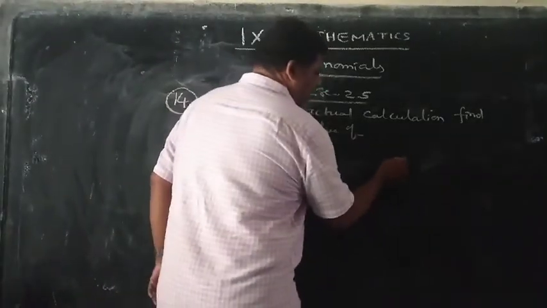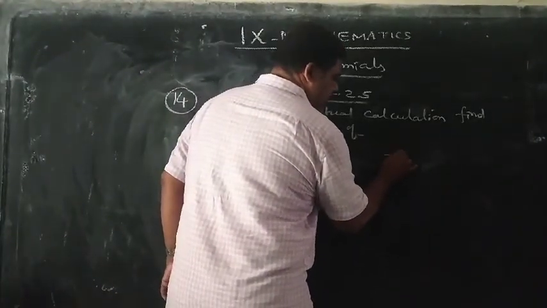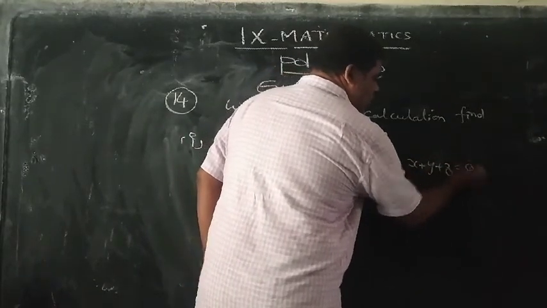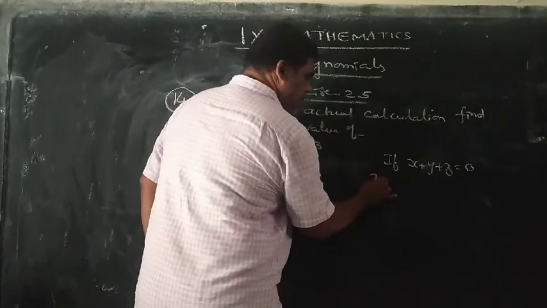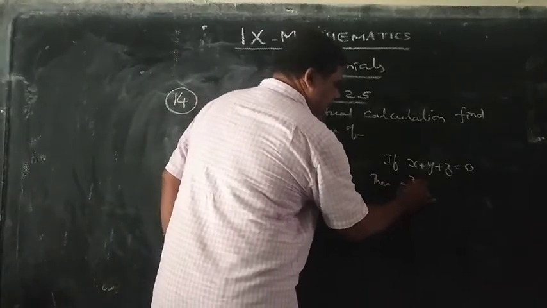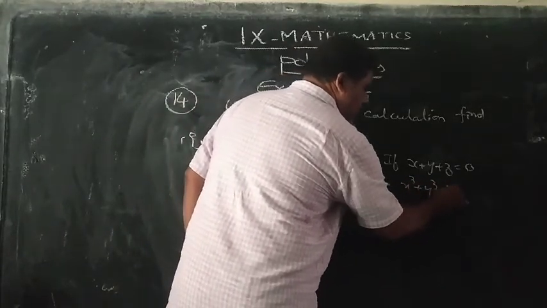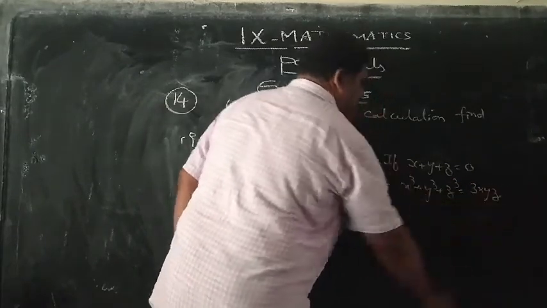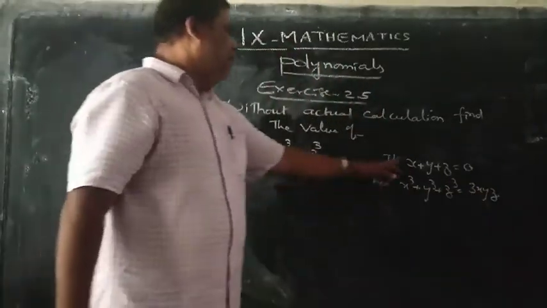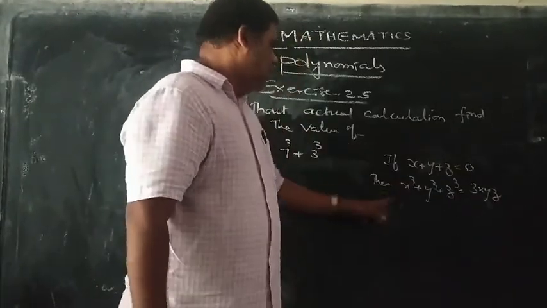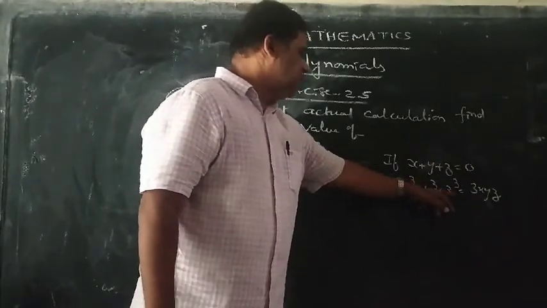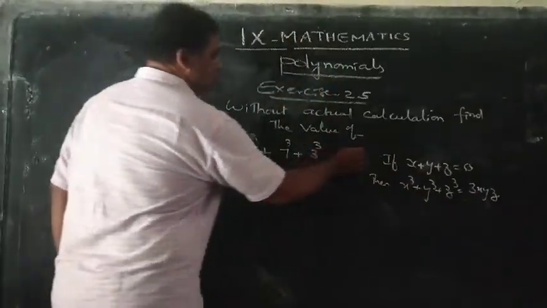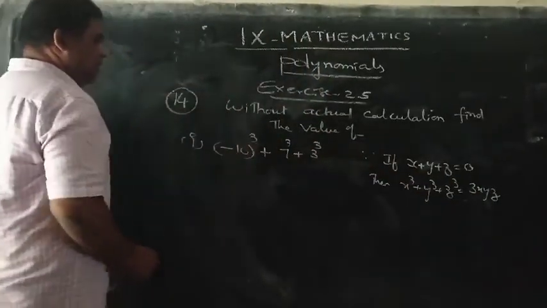Already we proved one important rule, that is, if x plus y plus z is equal to 0, then x cube plus y cube plus z cube is equal to 3xyz. If a plus b plus c is 0, then a cube plus b cube plus c cube is equal to 3abc. So let us use this rule to find this value.